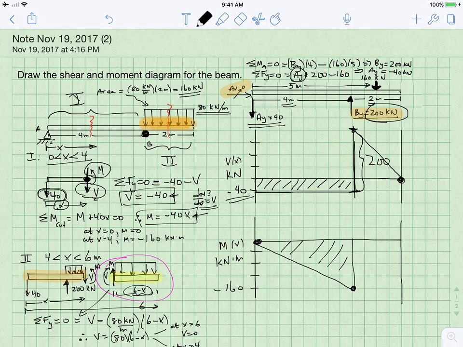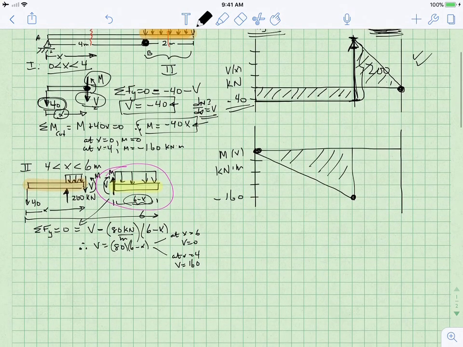The fact that it rises abruptly by 200 kilonewtons makes sense to us because By is equal to 200 kilonewtons there. So this is my shear versus distance diagram, and we are done with that, and it makes sense. Let's go on and finish off the moment part of the curve.